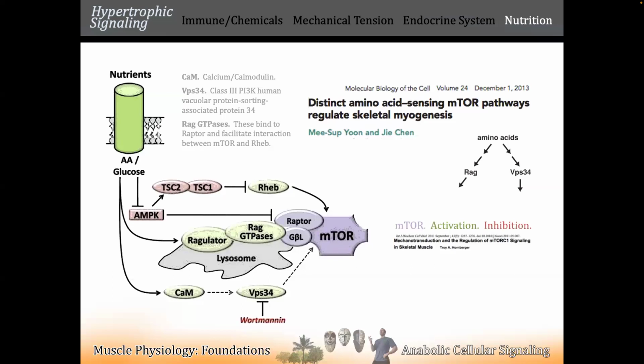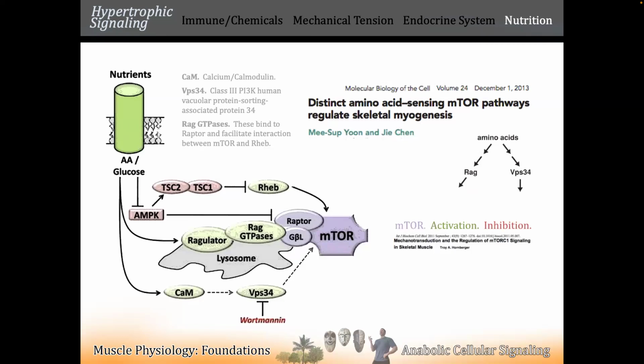And this is just mTOR showing up to the work site. But like one person, mTOR can't do the job alone, right? It's a team effort. And so RAG is mTOR's driver. It's the subway system that takes it to the job site, or the taxi or whatever. And then Rheb is its secretary or manager or something like that. It's a critical sidekick. So Rheb has to show up to the work site too.